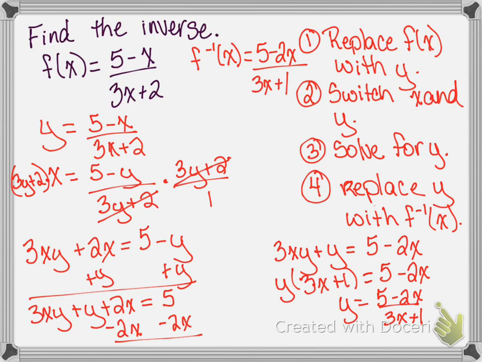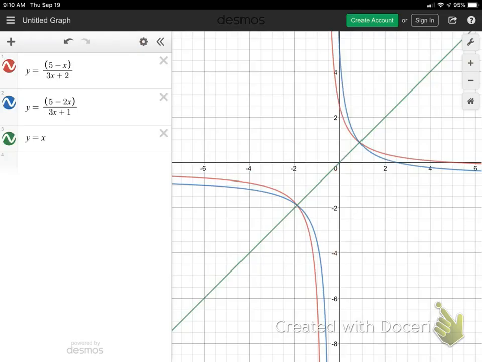Now, let's look at this. So that's my final answer. F inverse of x equals 5 minus 2x over 3x plus 1. So here we go. This is the graph. Do you see how my graphs cross each other on this identity function? Now the red is my original function, and the blue is my inverse function.